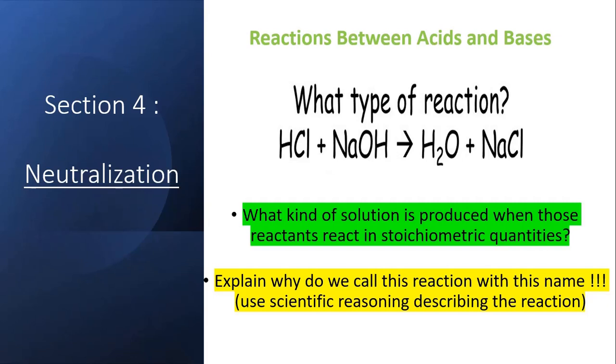What kind of solution is produced when these reactants react in stoichiometric quantities? The solution produced, we will call it salt and water. Explain why we call this reaction with this name, which is neutralization. Use scientific reasoning describing the reaction.